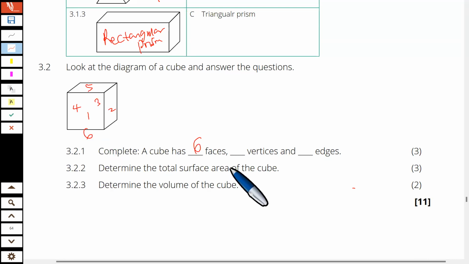How many vertices does the cube have? Let's count the vertices. Obviously, the vertices are pretty obvious. How many of them? 1, 2, 3, 4, 5, 6, 7, 8. So these are 8 vertices. How many edges are there? Let me give you the edges to count. This is an edge. This is another edge. This is another edge. How many edges are there?